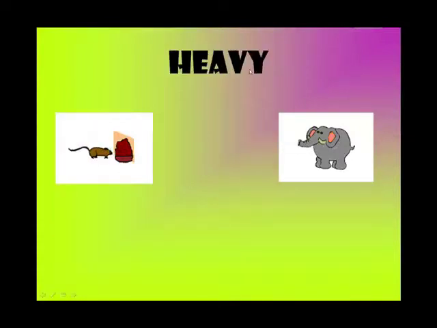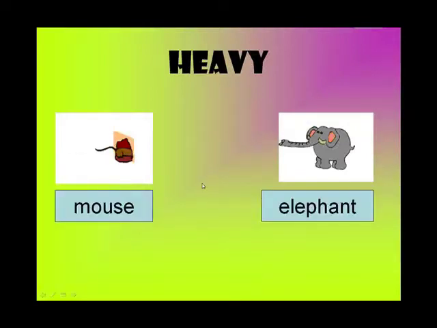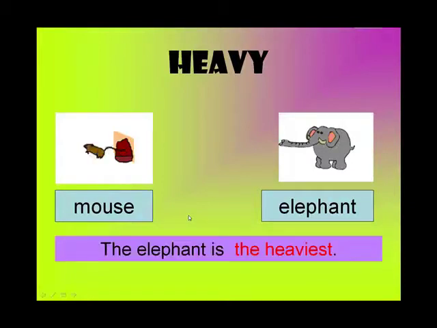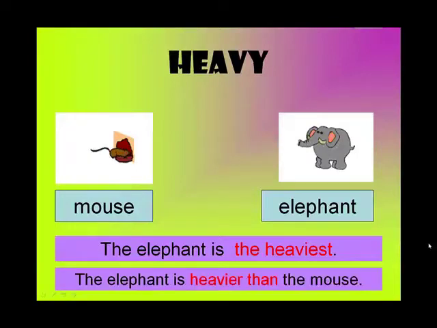Heavy. Heavy is an adjective. It ends in y, so there's going to be a change here. Mouse and elephant, this time singular. Superlative. The elephant is the heaviest. Okay, there's a change here with the y, which has been left out and now we've added iest. And the comparative, the elephant is heavier than the mouse. Okay.